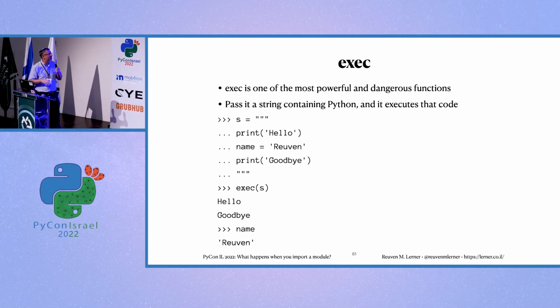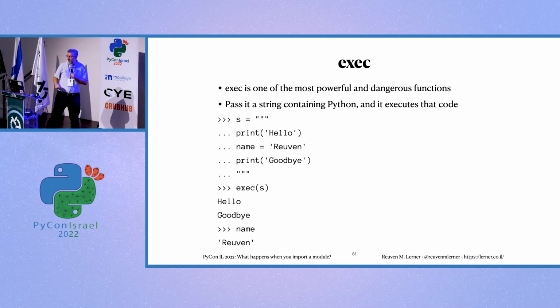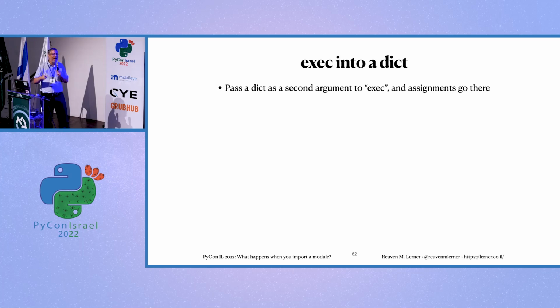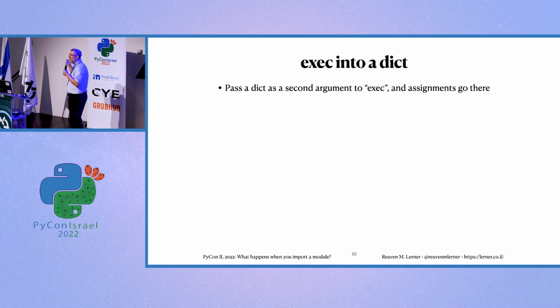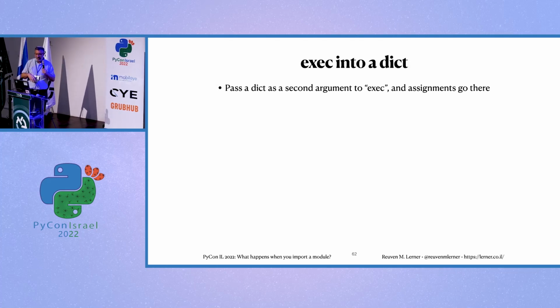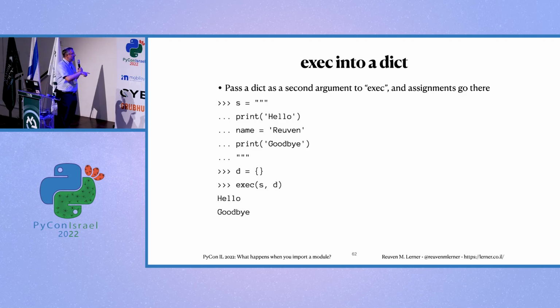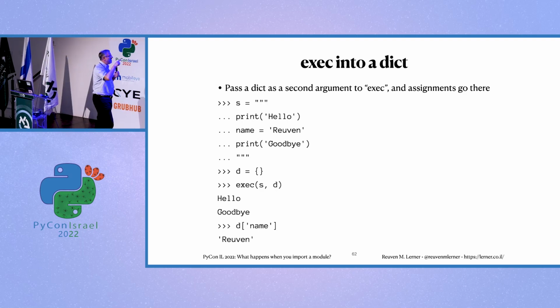In any event, exec takes the string, it executes it, and it usually puts whatever values were assigned into our global namespace. But there's another way to run exec. If we pass a dictionary as a second argument to exec, then the assignments will go into that dictionary rather than into our global namespace. That's pretty great. So if I say here, for example, s equals the same as before, and then I define an empty dictionary d, and then I say exec s comma d, we see hello printed, we see goodbye printed, but now d of name is set to Reuven. We have assigned it into that dictionary.